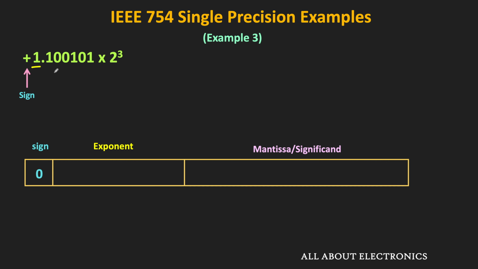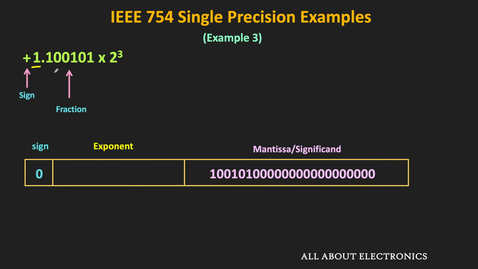So here, this fractional part is 100101. First, let us copy this and write it in the mantissa part. Then, let us fill the next 17 bits with 0. In this way, we got the 23 bits of the mantissa. Now, the only remaining part is the exponent.